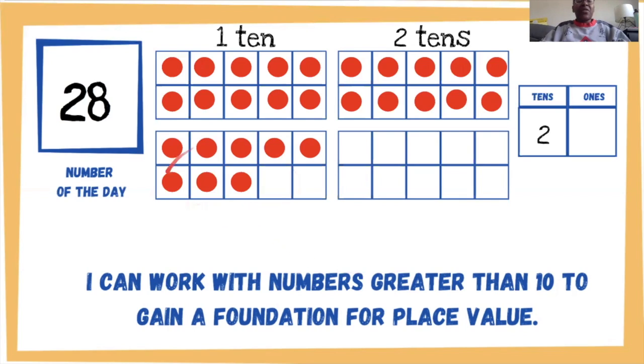Well, let's take a look at this frame here. Is it completely full? No. How many pieces are missing? That's right, there are two pieces missing. So this is not a full frame. But how many pieces does it have? That's right, there are 8 pieces in this frame. That means that there are 8 ones in the number 28. The number 28 is made of 2 tens and 8 ones. Great job, littles.